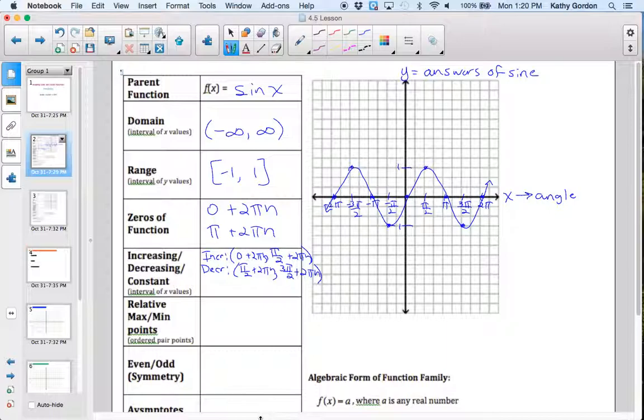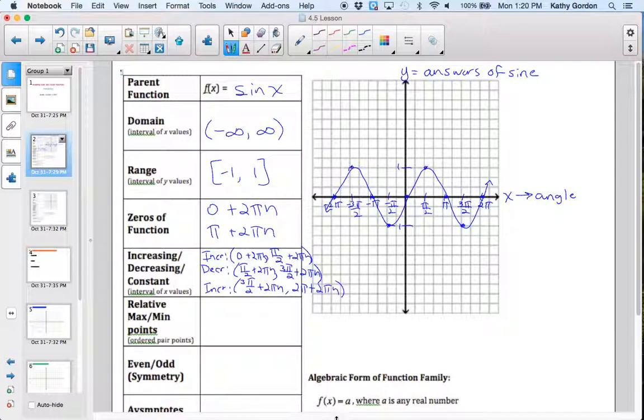Okay? And then finally, let me finish this up, and then I'll take questions. The last little bit of increasing piece right here is going to go from 3 pi over 2 plus 2 pi n up to 2 pi plus 2 pi n, and that takes care of all of it. Everything's been represented now.